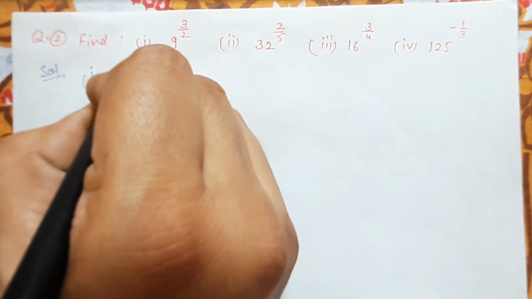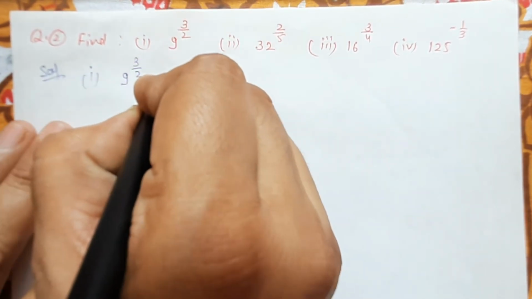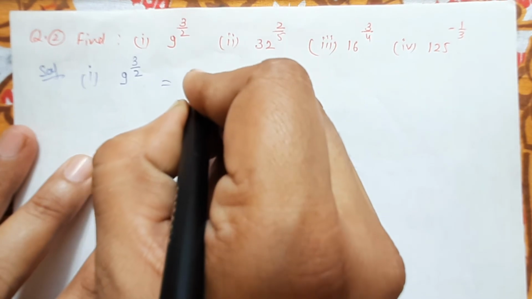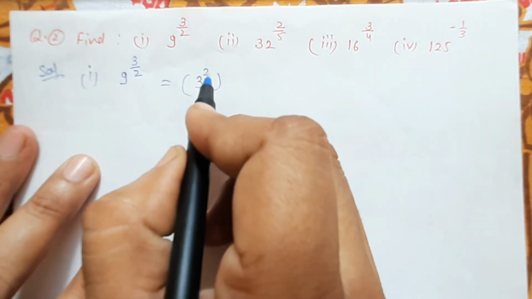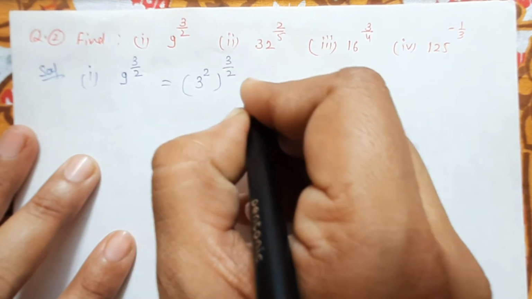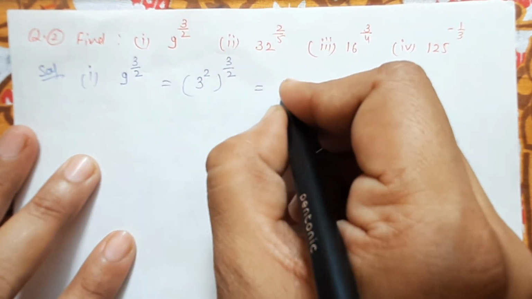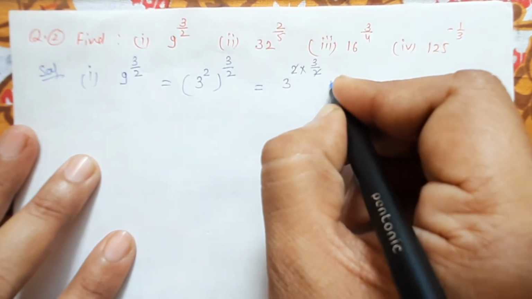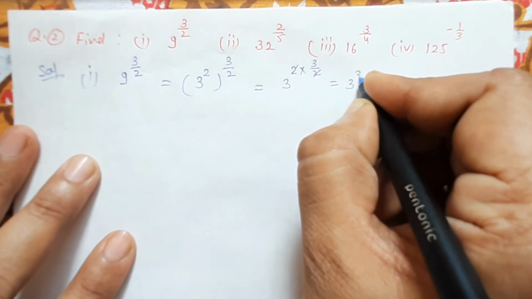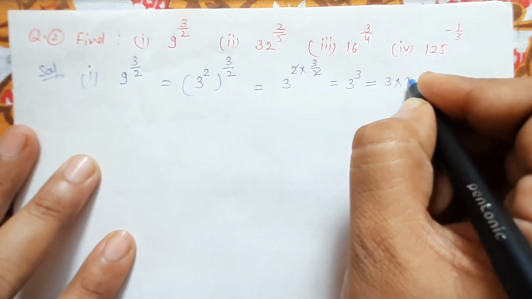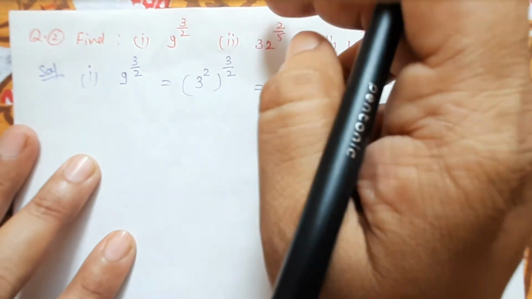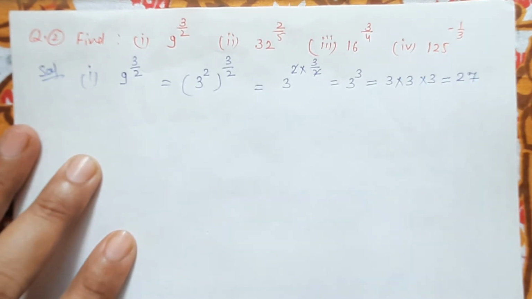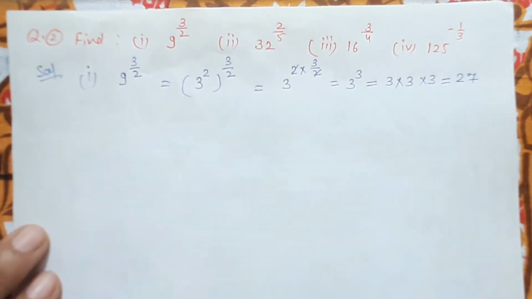First, 9 raised to power 3 by 2. We know that 9 is a square number, so easily it can be expressed as 3 square. 9 we will write as square of 3 and whole power 3 by 2. Now powers will multiply. 3 raised to power 2 into 3 by 2. 2 will be cancelled. Then 3 raised to power 3. So 3 into 3 into 3. Our answer is 27.